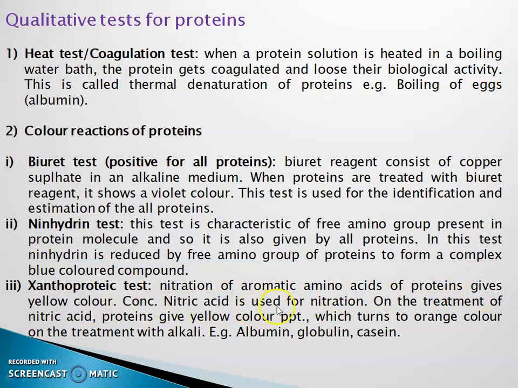Xanthoproteic test. Nitration of aromatic amino acids or proteins gives a yellow color. Concentrated nitric acid is used for nitration. On treatment with nitric acid, proteins give a yellow color precipitate, which turns to orange color on treatment with alkali. Examples are albumin, globulin, and casein.